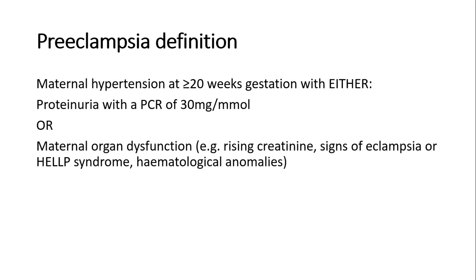Proteinuria can be detected with a urine dipstick, but for quantifying it, we need to carry out a PCR. That's a protein to creatinine ratio, and that's a form of urine analysis. We used to use 24-hour urine collection, but that's quite a time-consuming and messy way to do it, so now we use PCR.